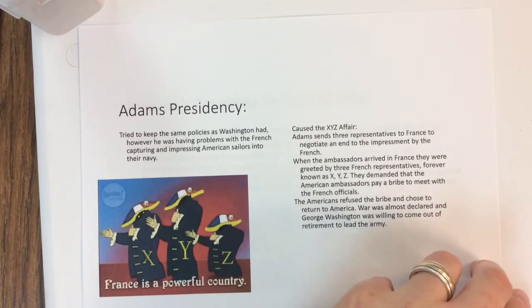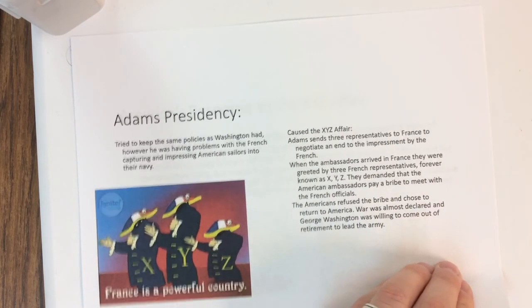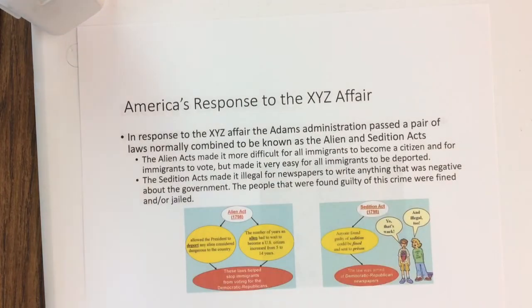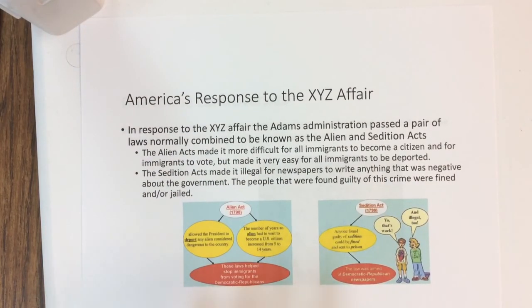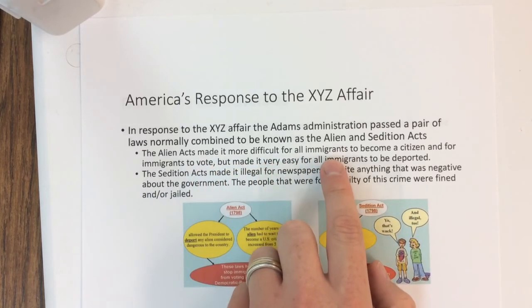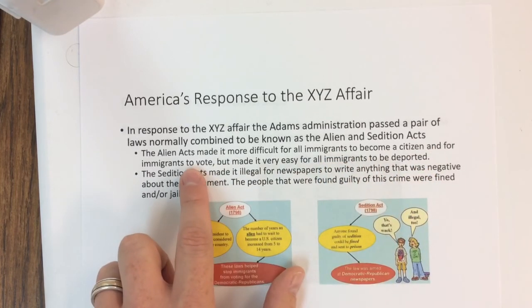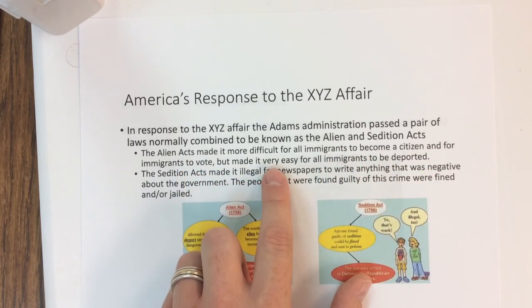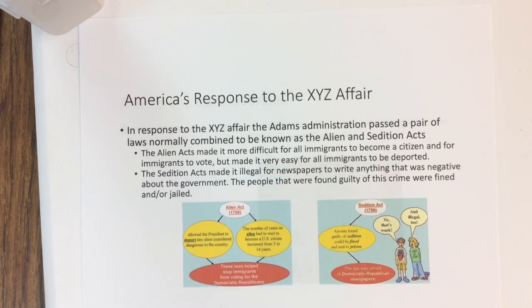Now, when this happened, John Adams kind of overcorrected a little bit. What he decided to do was impose the Alien and Sedition Acts. These are a combination of laws that do different things. The Alien Act made it more difficult for immigrants to become citizens and to vote, and very easy for immigrants to be deported. Basically, we were going to make it very hard to exercise the rights you have as an American citizen, and very easy for us to reject you.